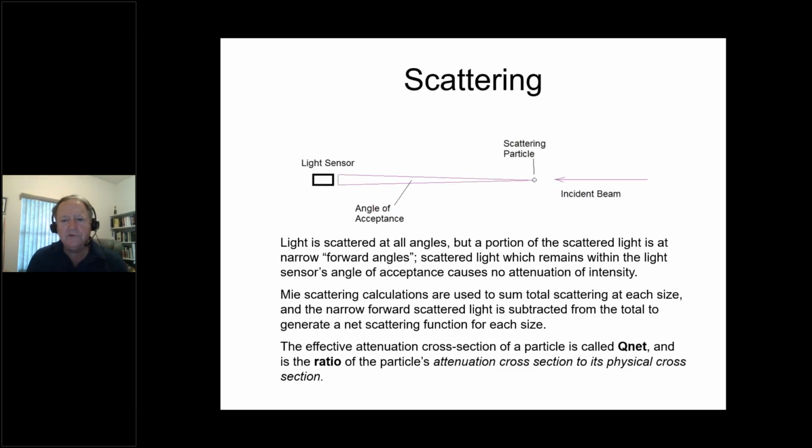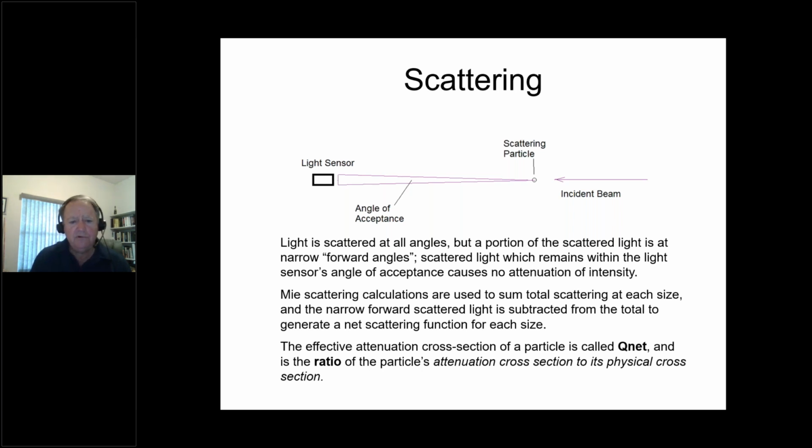And scattering looks like this. The incident beam comes in from the right here, hits the particle, light is scattered in all different directions, but a portion of the light is scattered at a narrow forward angle. If the narrow forward angle still goes into the light sensor, then that is not being reduced, it's still being sensed. So in order to do an accurate calculation of quantity, we need to calculate not just the total scattering, but also the fraction that is forward scattered.